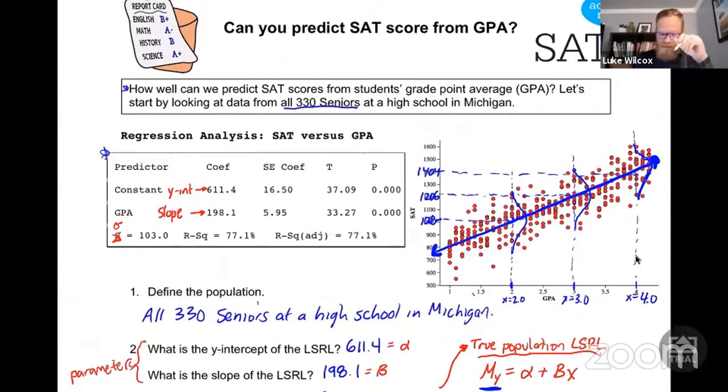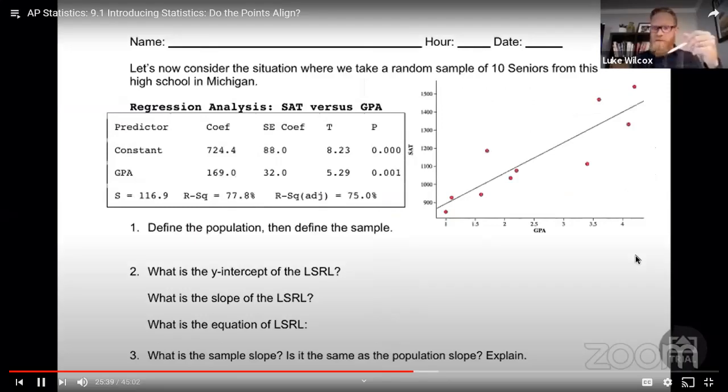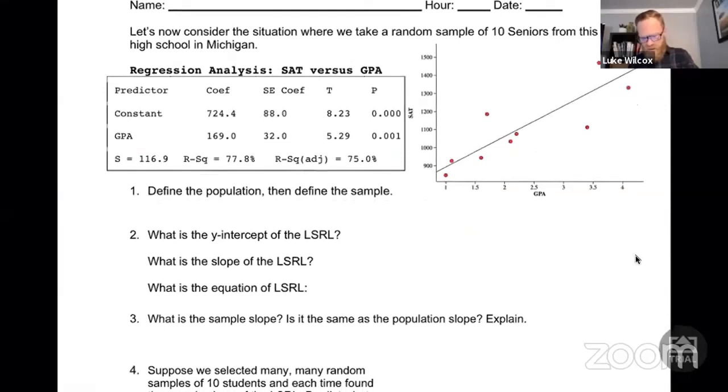So the next move that we're going to make, if you flip to the next page, we are now going to move into the world where we take a sample from the population, which is much more likely in the real world, that we have a sample rather than all of the data from the whole population. So let's see how things change here when we now are taking a sample from the population. So it says, let's now consider the situation where we take a random sample of 10 seniors from this high school in Michigan. And just like we had on the previous page, we've got our computer output here, and we've got a scatter plot of the data, but you'll notice a lot less dots in our scatter plot or data points because we only have a sample of 10 seniors.